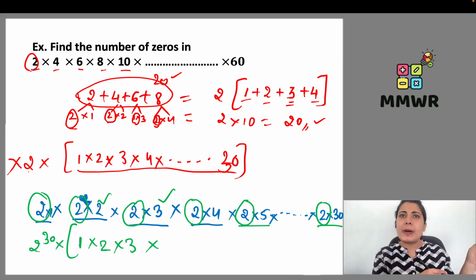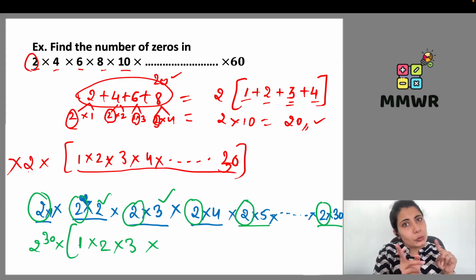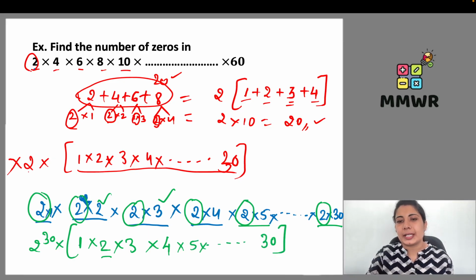I have sent all the 2s outside, and how many such sets are forming? 30 sets. So 2 power 30 will be written outside, and from each part, 2 can be written as 2 multiply 1. So from there 1 is left with me. Second part was 4, where we had 2 multiply 2, which can be written as 2 only because 2 we have sent outside. Third number was 6, so 2 multiply 3. 3 we kept here itself. Then 4 we kept here itself. 5 also we kept here itself. And at the end we have 30 here.